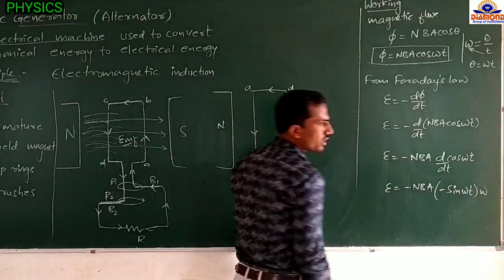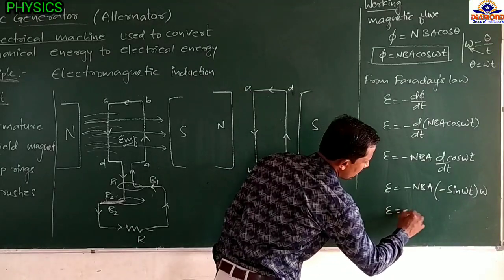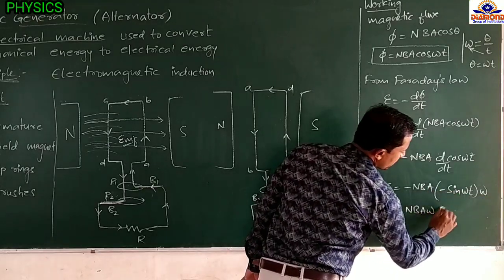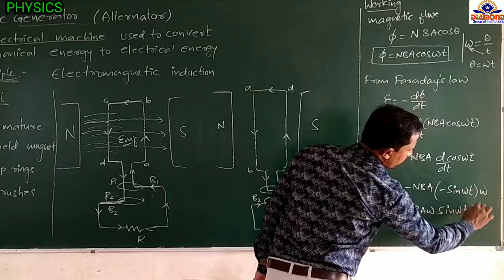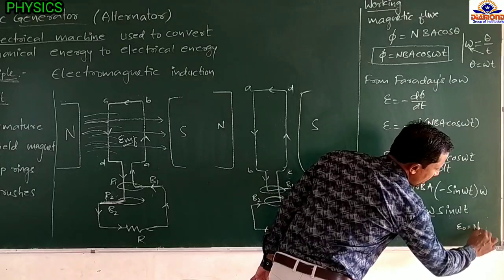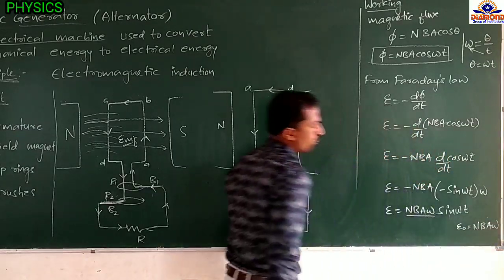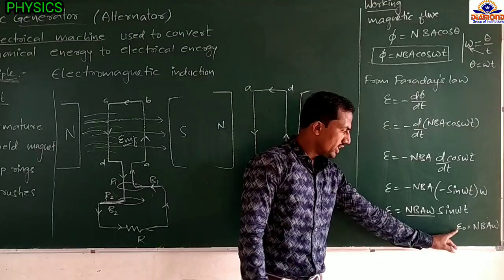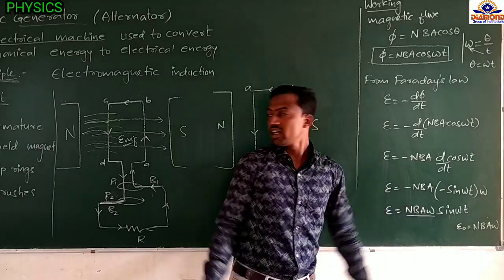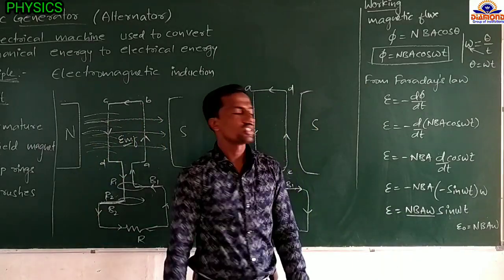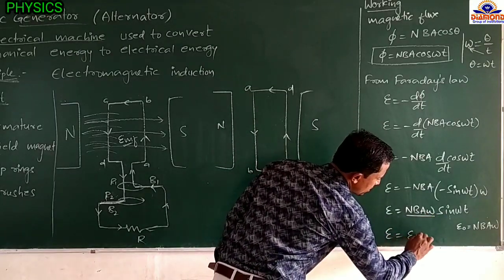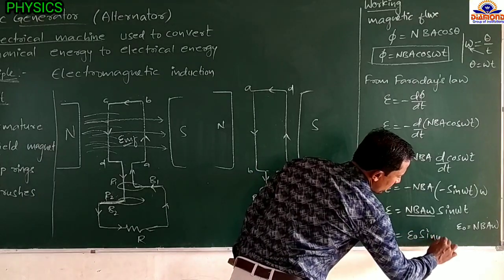Minus into minus is plus. Then we write E equals N B A omega, and sin omega t is as it is. Then E naught equals N B A omega. What is E naught? It means the maximum value of EMF induced in the coil. In place of N B A omega, we write E naught. Then E equals E naught sin omega t.